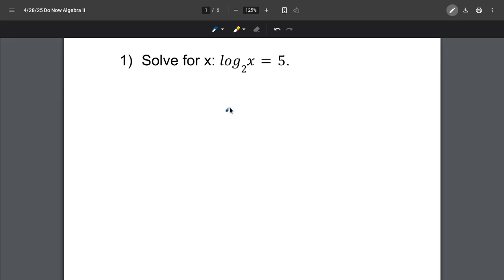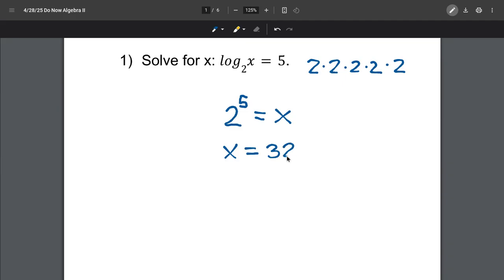So I have the base, which is 2. I'm going to write that to the power of 5 and that equals x. Our next step is to figure out what 2 to the 5th power is. Well, that's 5 2's multiplied together. So 2 times 2, which is 4, times 2 again, which is 8, times 2 again, which is 16, and times 2 again, which is 32. So x equals 32. Okay, let's keep going.